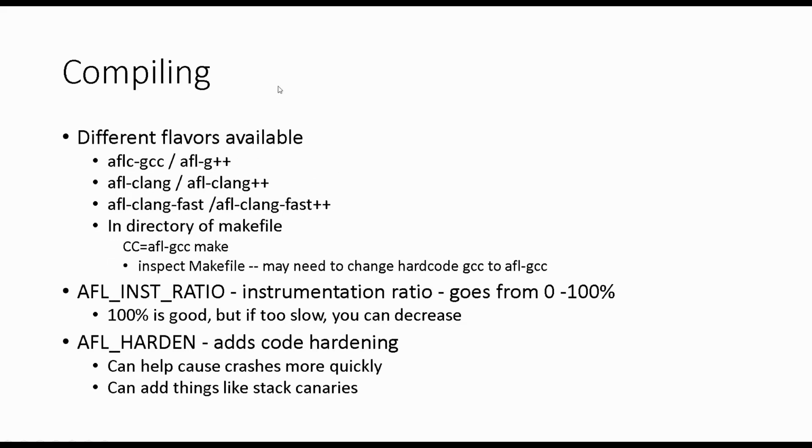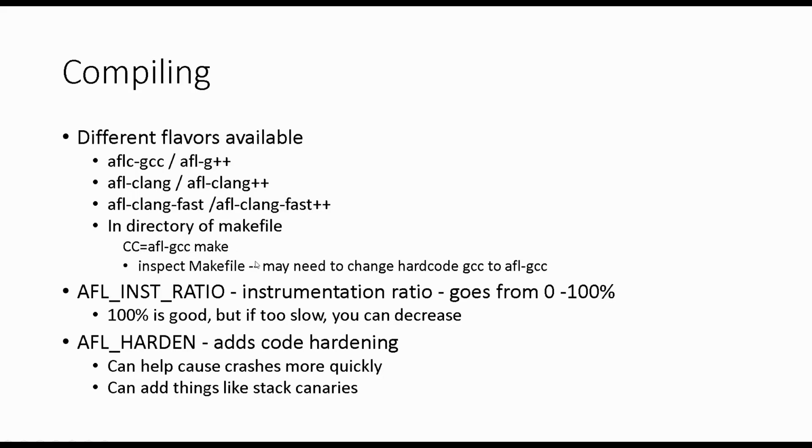So compiling, different flavors that are available: GCC, Clang fast. So how to do this? When you get to the directory of the make file, you just simply type in the terminal CC equals and then the AFL compiler and then make. Now that would be ideal if that's all that was.